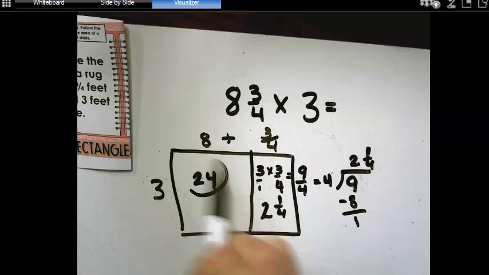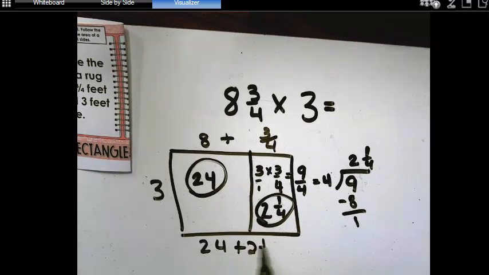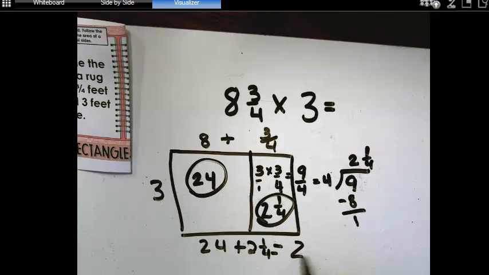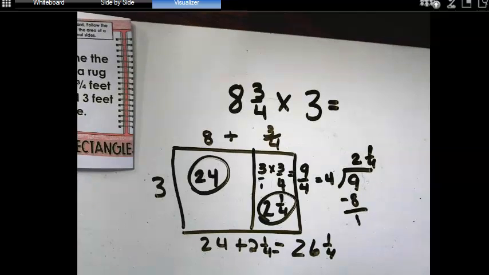Now I add these two partial products. And I'm going to get 26 and 1/4. So the answer to that question is 26 and 1/4.